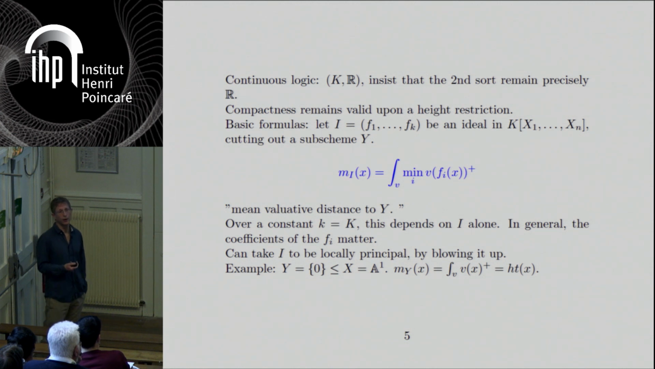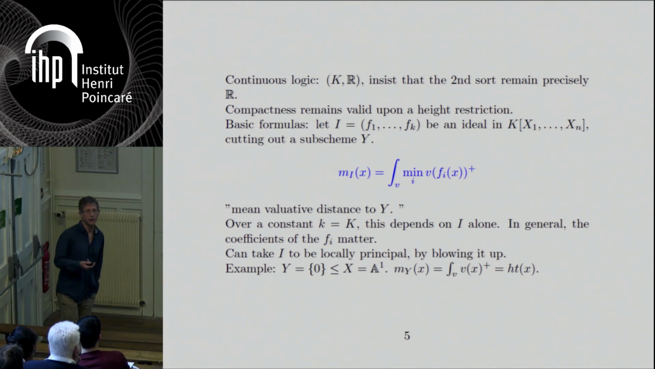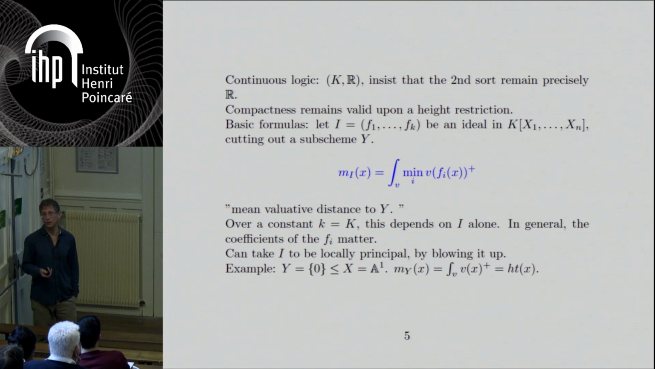So if you take a point which is not in Y, well, to say that a point is in Y is to say that all the f_i of x vanish, which means the valuation of that is infinite. And if it's very large for every single f_i, then that means that you're very close to this variety. So this is some kind of measure of local distance.